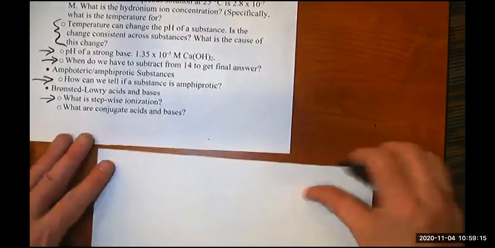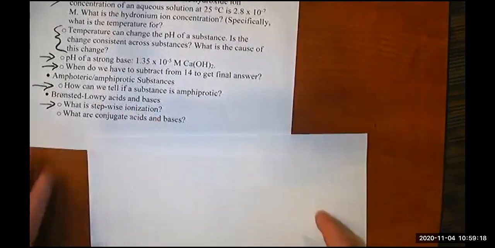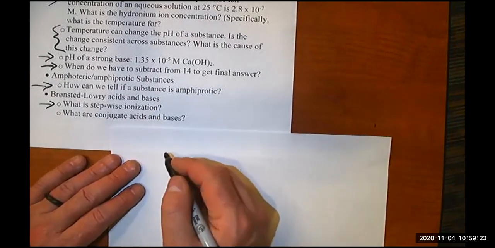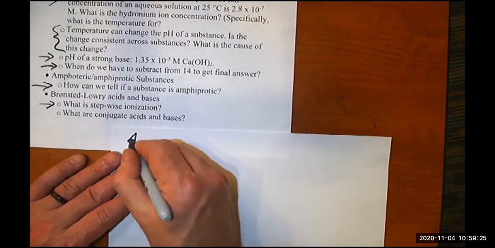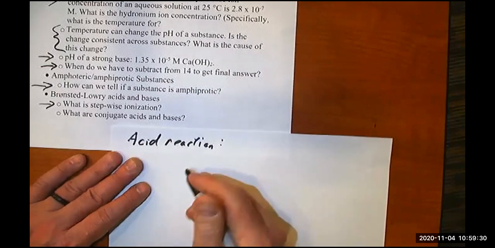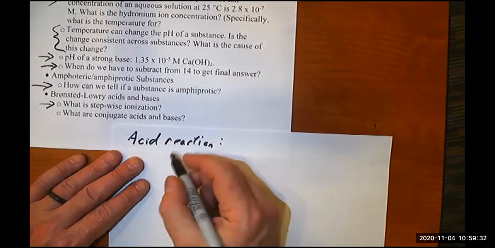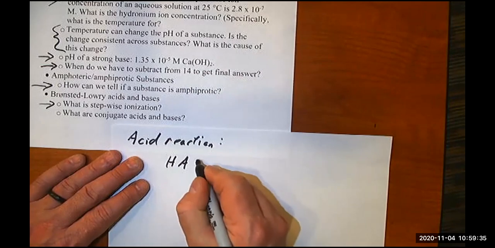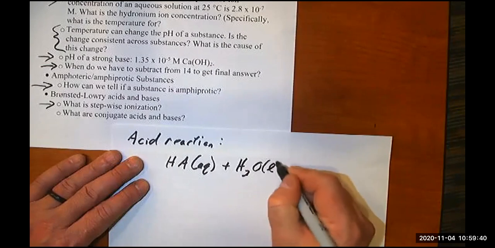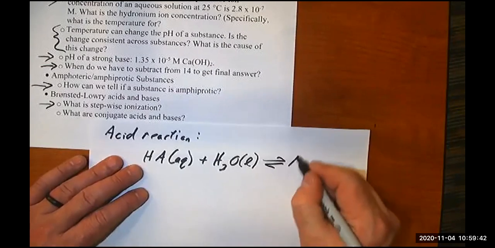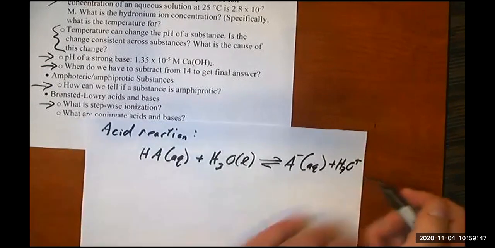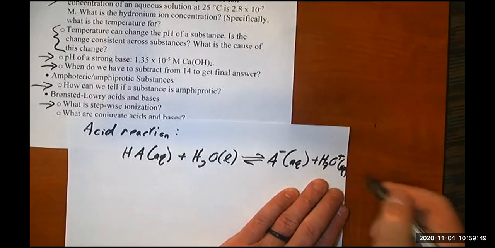All right, so conjugate acids and bases. What are they? Why do we care? What are we going to do with them? So the general idea for an acid reaction is that we write our standard acid reaction down. So HA, aqueous, plus H2O, liquid, in equilibrium with A minus, aqueous, and H3O plus, aqueous.